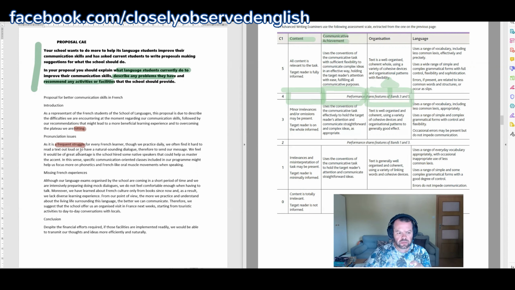There's a little one here. We feel it would be of great advantage. I think this might be a typo. If the school hired, I'm pretty sure it's a typo, so you'd be forgiven for that. Help us master the accent.